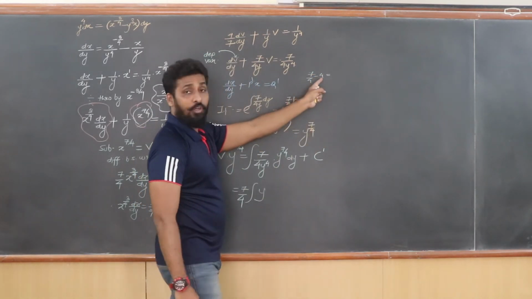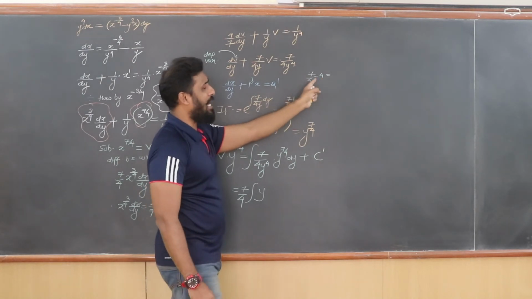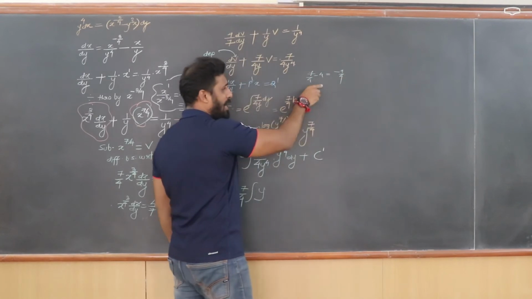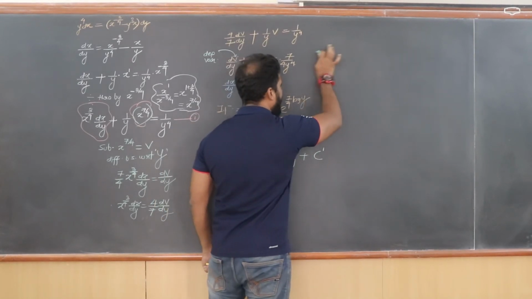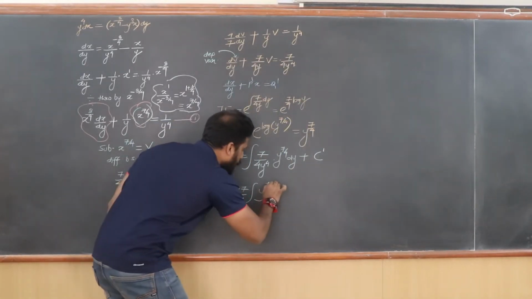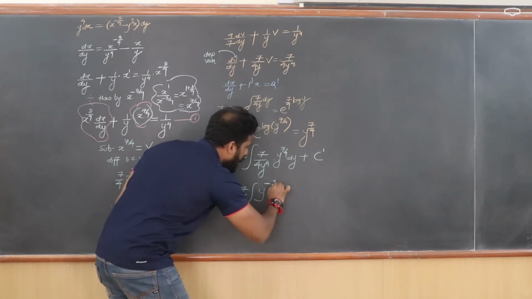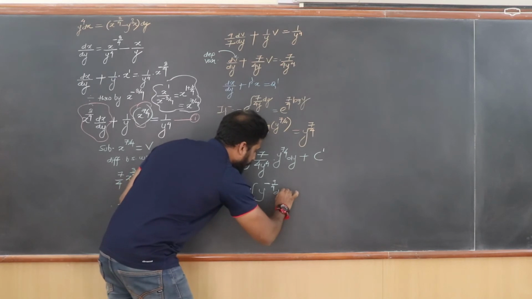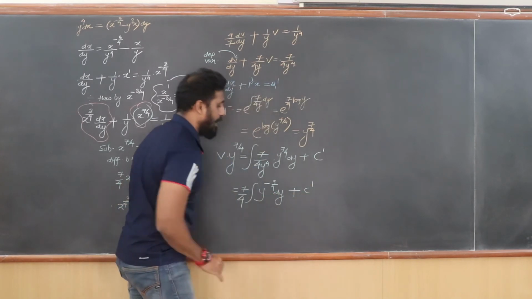7 by 4 minus 4. So that's 4 into 4, 16. 7 minus 16, I get minus 9 by 4. So here I'll be getting y raised to minus 9 by 4, dy, and plus c dash.